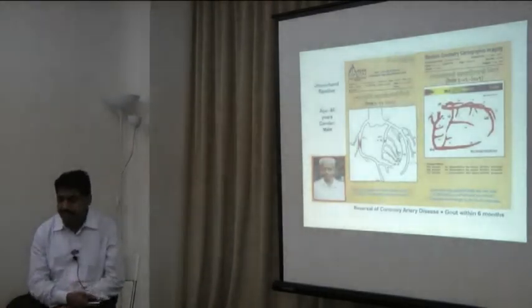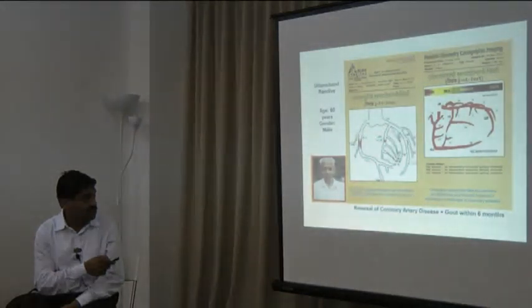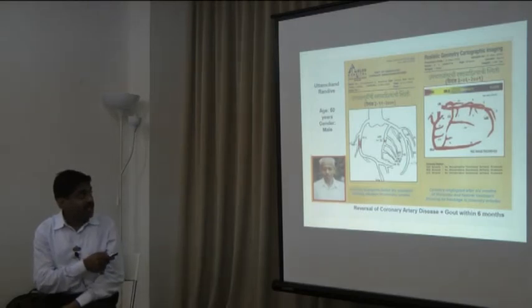Another case of ischemic heart disease. Here again, almost 70% block. Here also 70% block. He was advised CABG, that is bypass surgery. And then again, after 1 year of time, we saw the change.